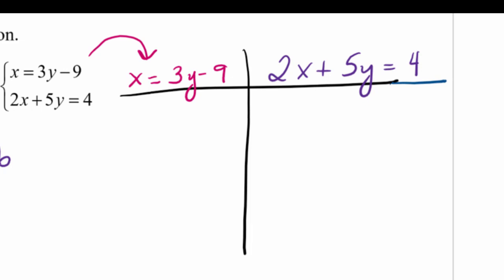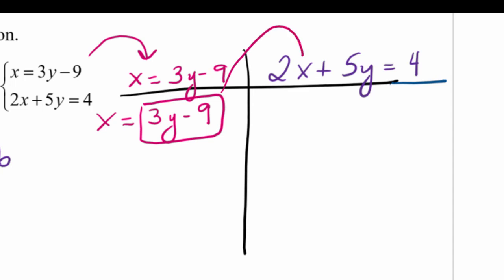And then on the left side, we already have this equation solved for x, so we're going to take this piece of the equation, the one that says 3y minus 9, and we're going to come to the right-hand side, and it's going to replace the x there, okay?